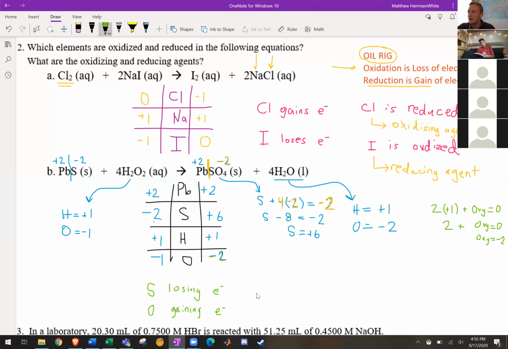So what does this mean? Well, this means that sulfur losing electrons is oxidation, so we say sulfur is oxidized. And for oxygen, oxygen is gaining electrons, so that means oxygen is reduced.